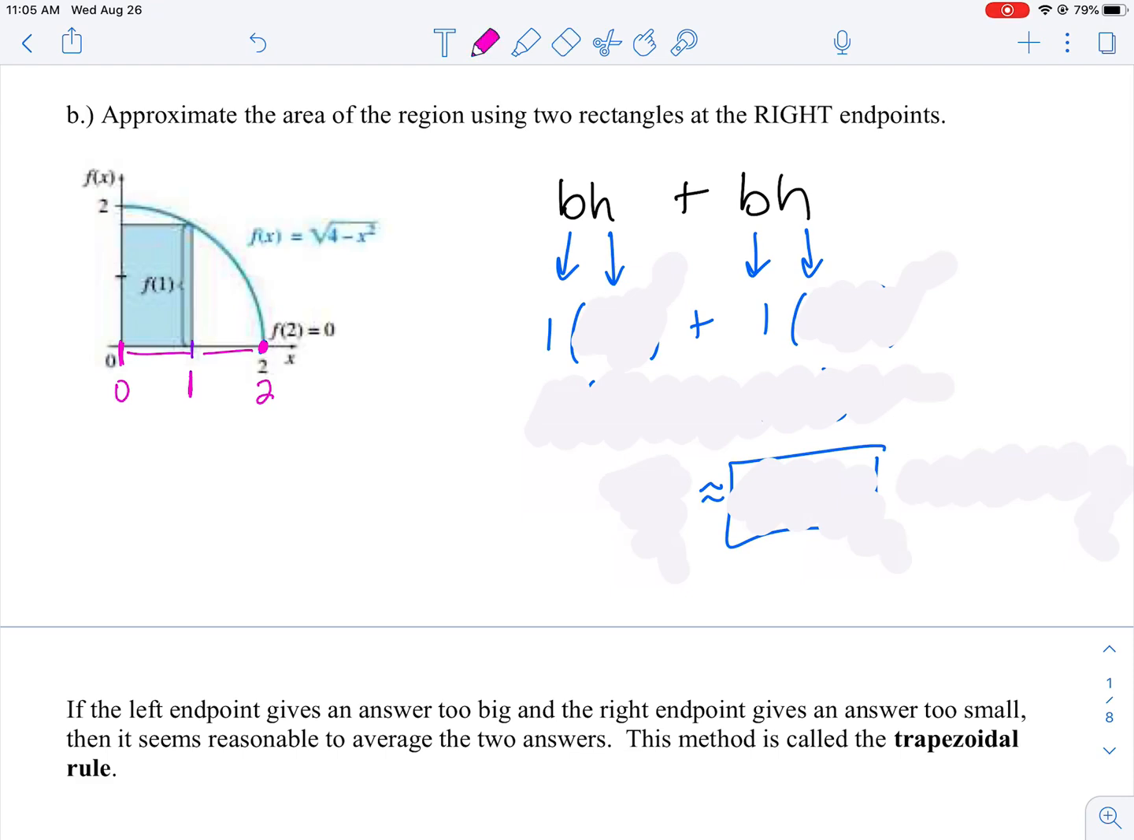And if I were to draw rectangles using their right endpoints, on this first one, I'm imagining the base of my rectangle being here. That means from the right end, I want to follow it up to my function and over so that the right endpoint touches my function. On my second rectangle, if my rectangle base is here, I want to go from the right side up to my function and follow it over.